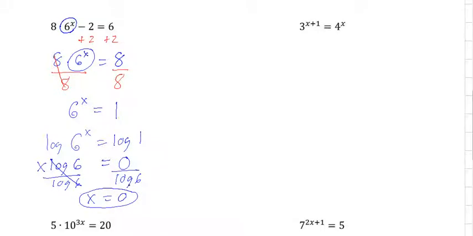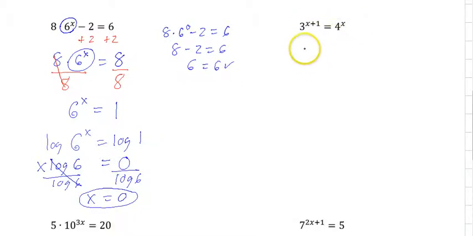And how do we know it's correct? We plug it back in. 6 to the 0 is 1. And 8 minus 2 is 6. Checks out. Alright? Let me do one more and then I'll let you try some.